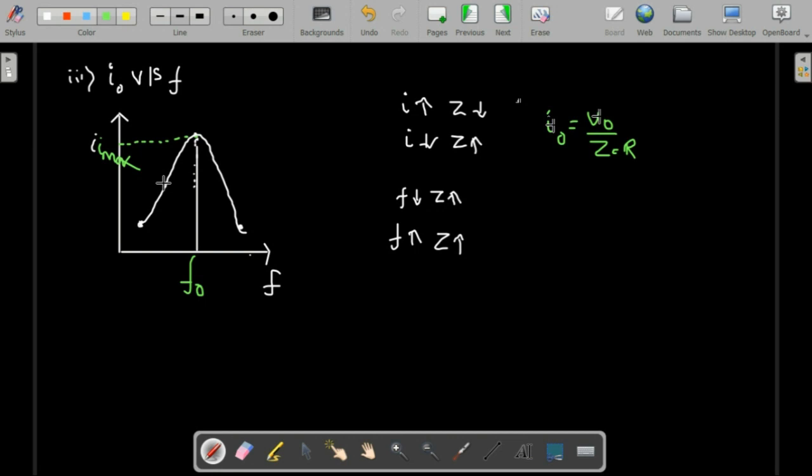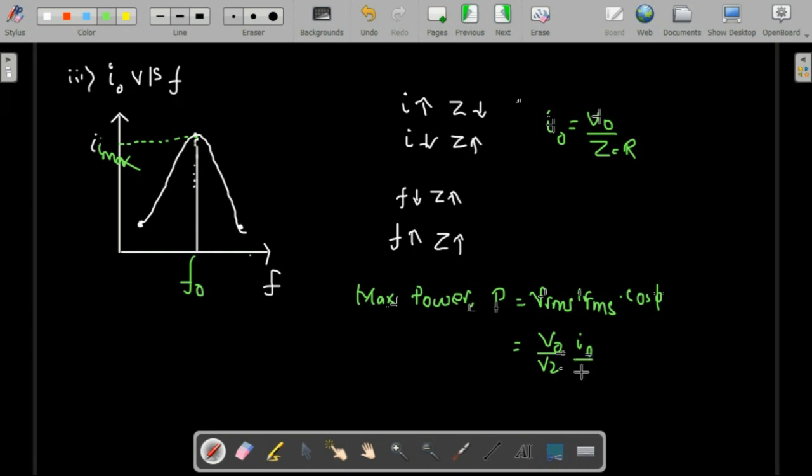Using these graphs, you can also talk about the maximum power. I think maximum power is also quite clear to you already, but this is something I'd like to discuss again. Maximum power. We have already seen what my average power is. We got it to be V RMS into I RMS into cos phi. The maximum value of cos phi is 1. So when we are talking about maximum power, I can write it down as V naught by root 2 into I naught by root 2 into 1. So forget about that 1 now.